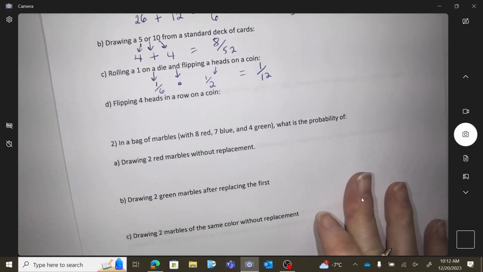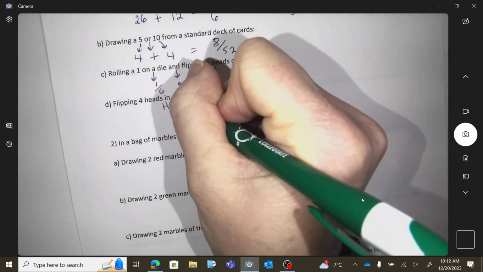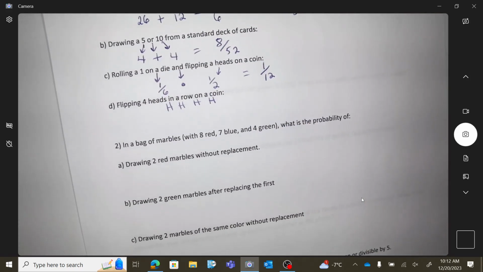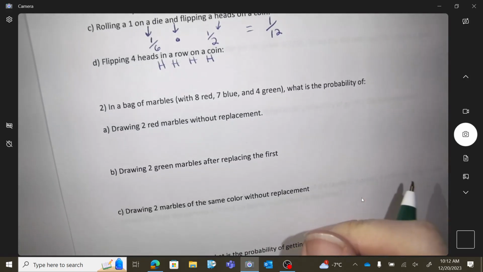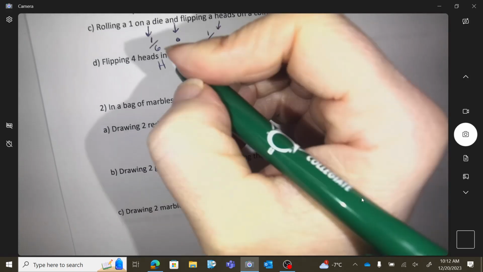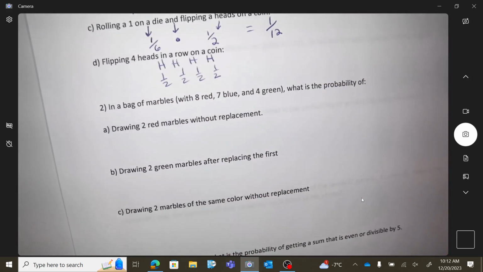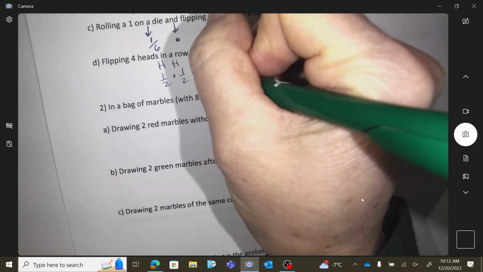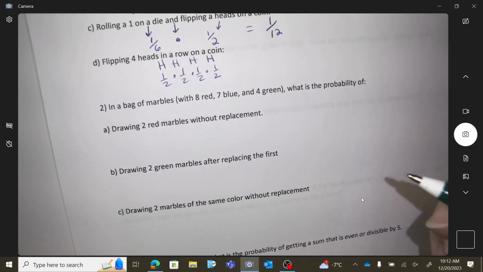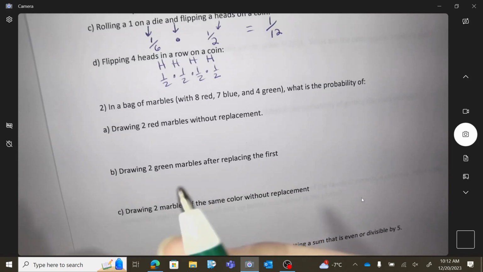Flipping 4 heads in a row. So you're trying to get a head, head, head, and a head, 4 times. A half. All of them are a half, right? Each time you do a coin, it'll be a half and a half. What kind of math are you doing with all those? You're multiplying because you're trying to do all of it, not this or that. I'm trying to do this and then this and then this.